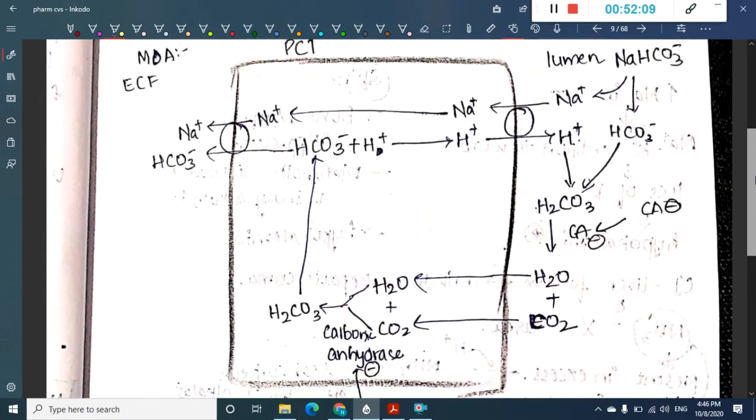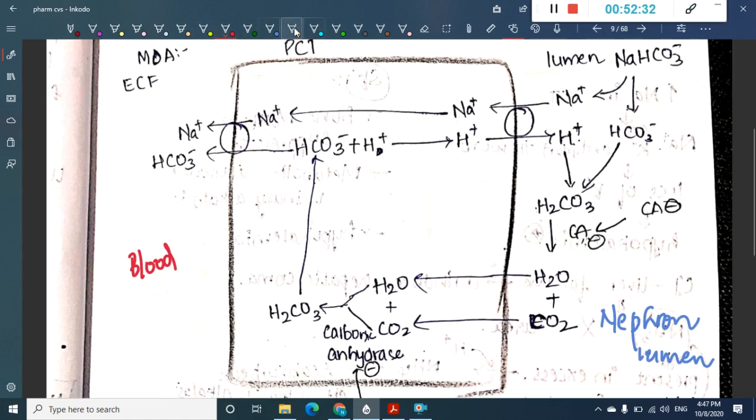See, this is the proximal convoluted tubule. Here normally, first I will tell you the normal mechanism. Normally what happens is, this is the lumen of the nephron, and this is the blood. This is the proximal convoluted tubule. What is this end called? This end is called the basolateral membrane. This membrane towards the side of the lumen of the nephron, we call it the apical membrane.